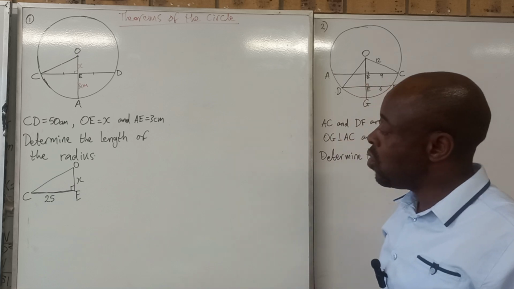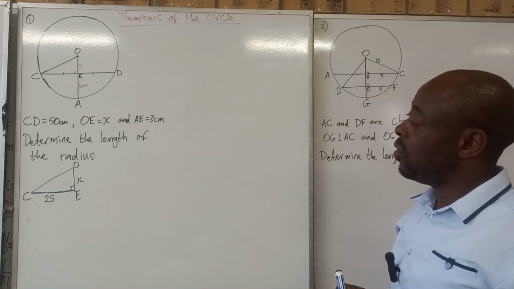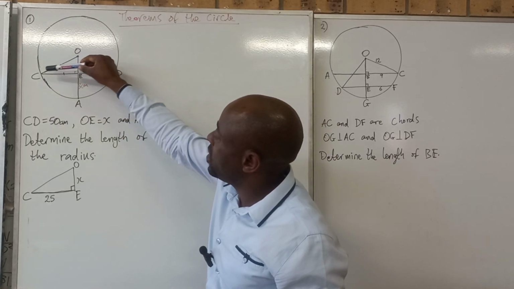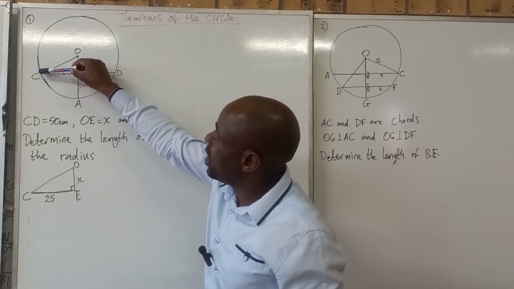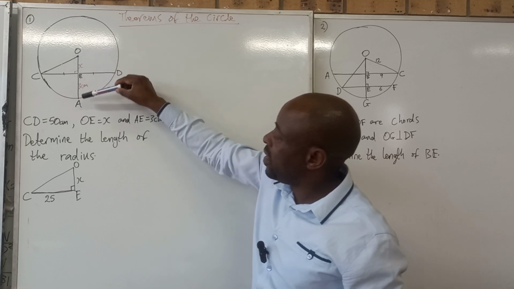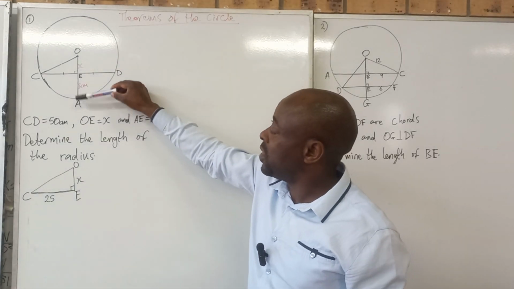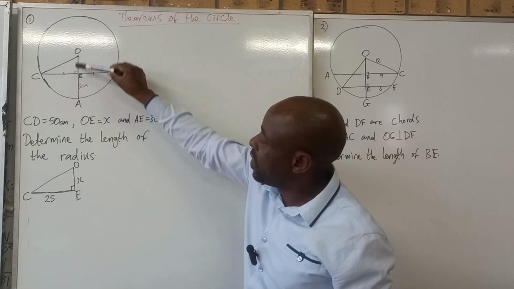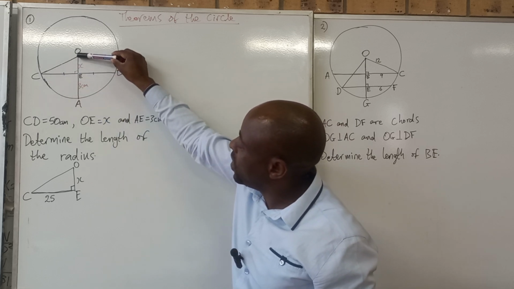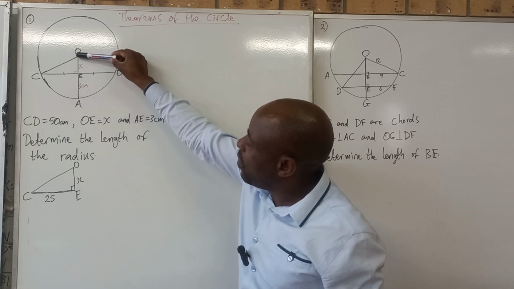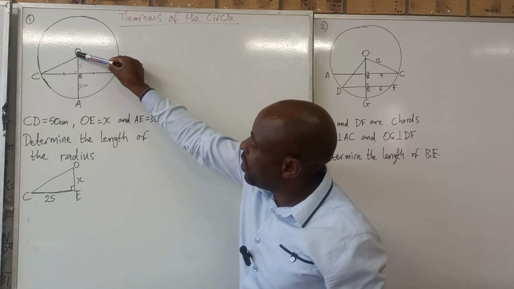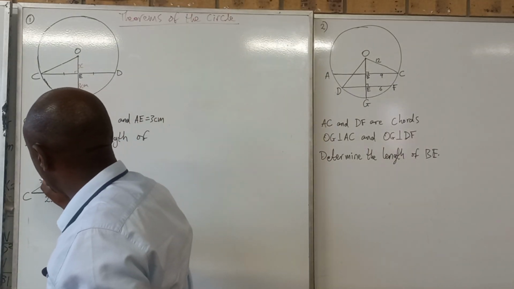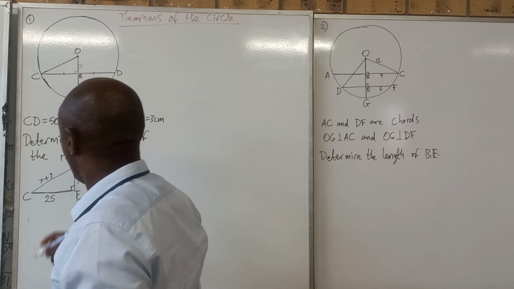Then OC, according to our diagram, is the radius, and again OA is the radius, because the radius is the distance from the center to the circumference. So that means OC is the same thing as OA. If OA is X plus 3, then OC will also be X plus 3. So in my right angle triangle, that is what I get.